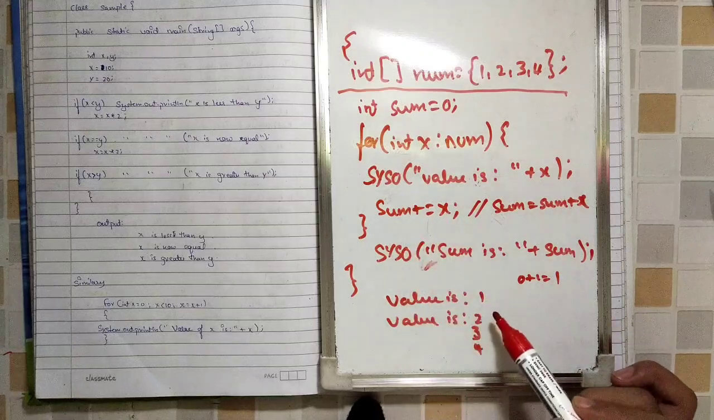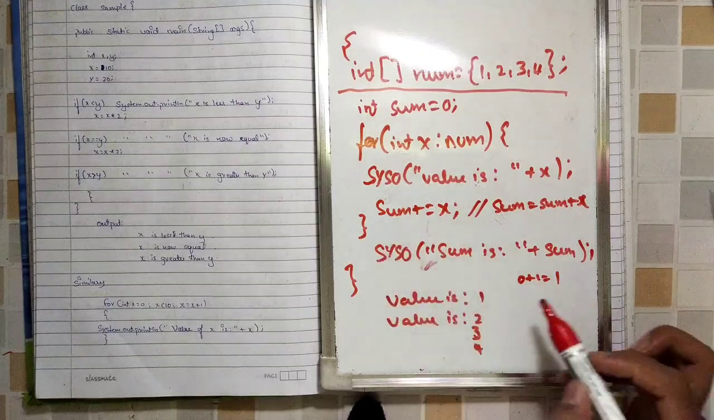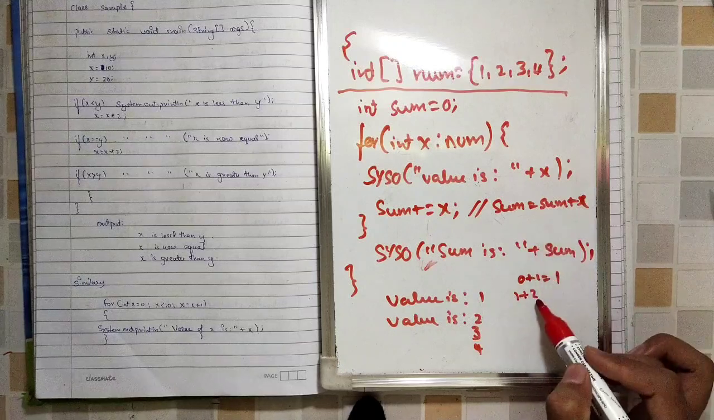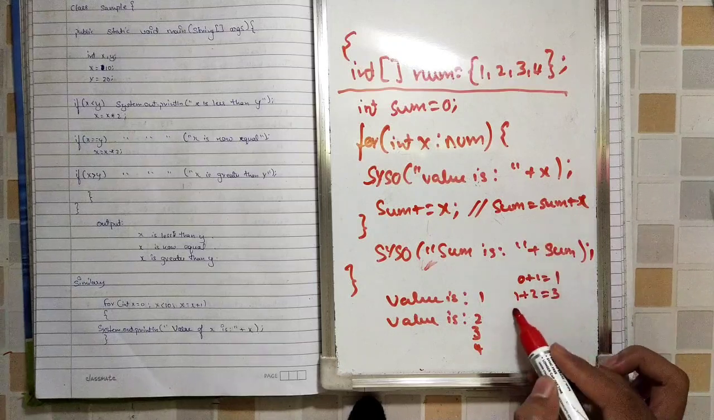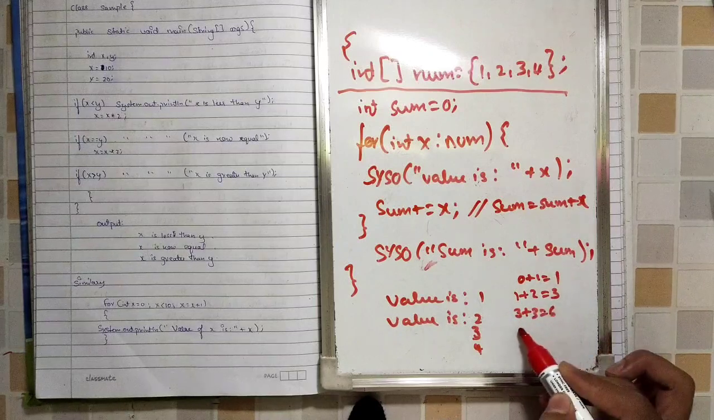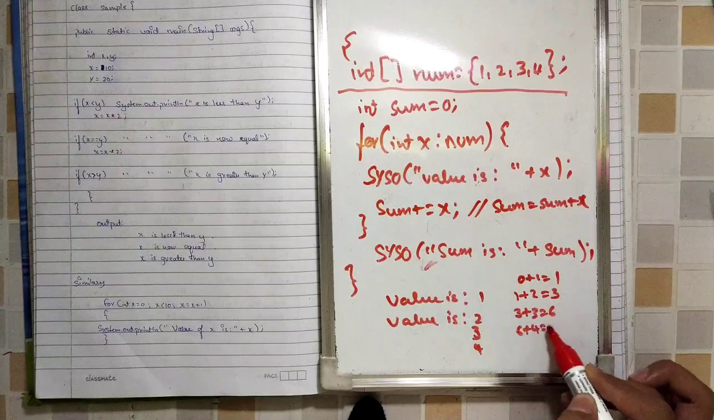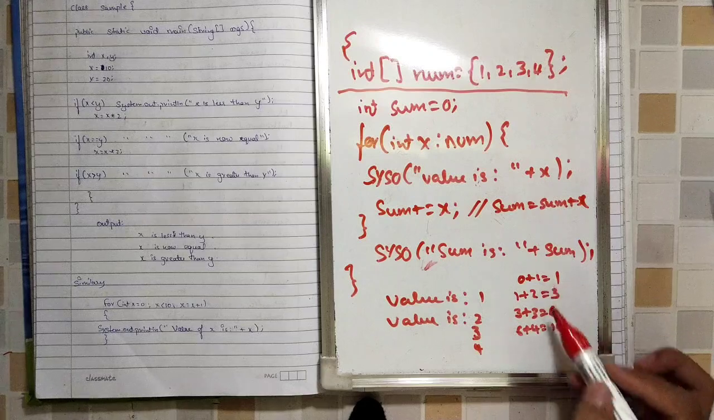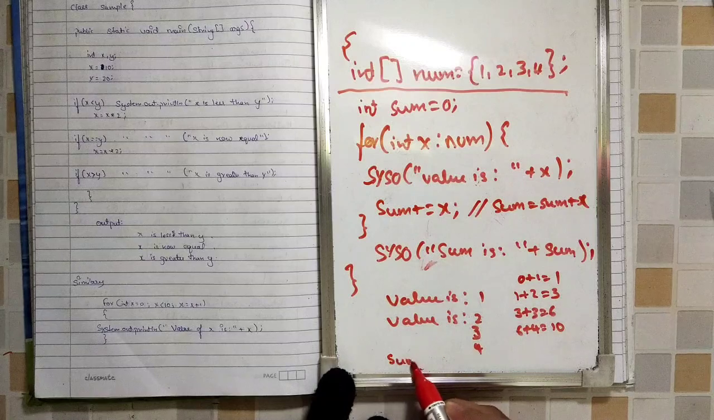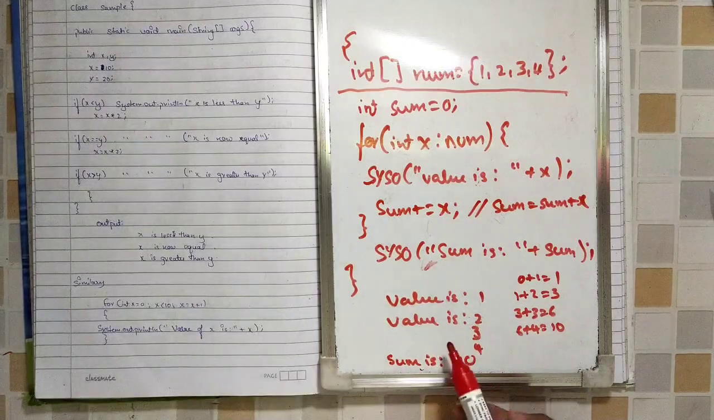Now my x is 2, right? So this statement, sum plus x, is 1 plus 2, so my sum is 3. Then 3 plus the next 3 is 6, then 6 plus 4 is 10. At the last, the sum is 10. Okay, so like this the block of code will be written.